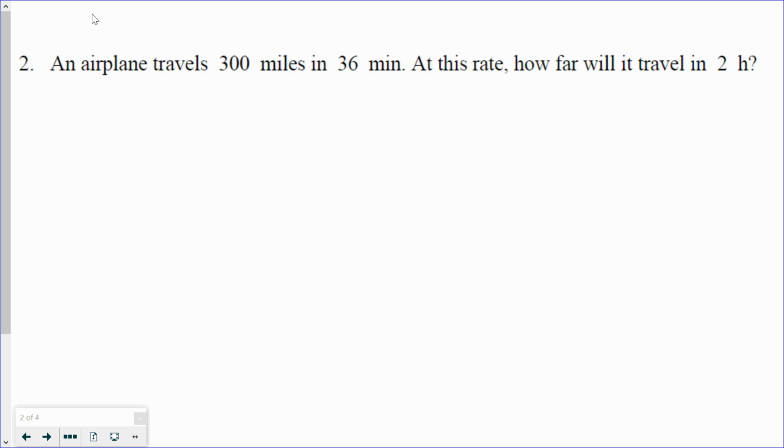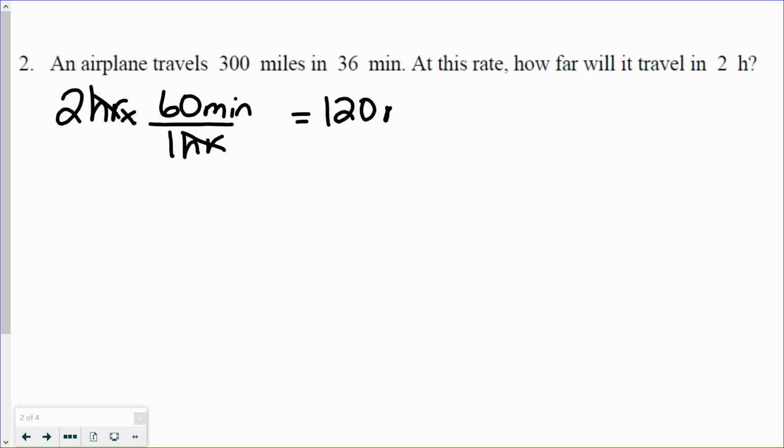So what I did first is I converted 2 hours into minutes. I know that 1 hour is equal to 60 minutes. So I can just go 2 times 60. And again, I'm going to get rid of my units of hours because it's in my numerator and denominator, and I'm going to be left with minutes. So 2 hours is equal to 120 minutes.